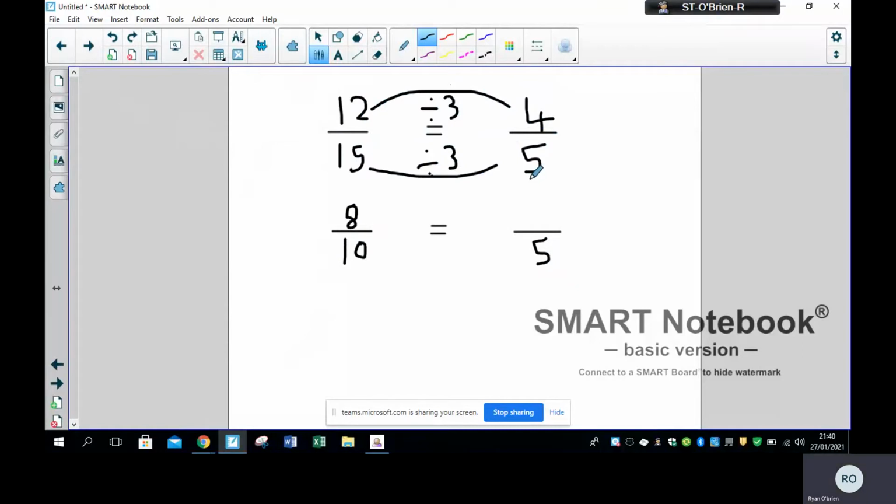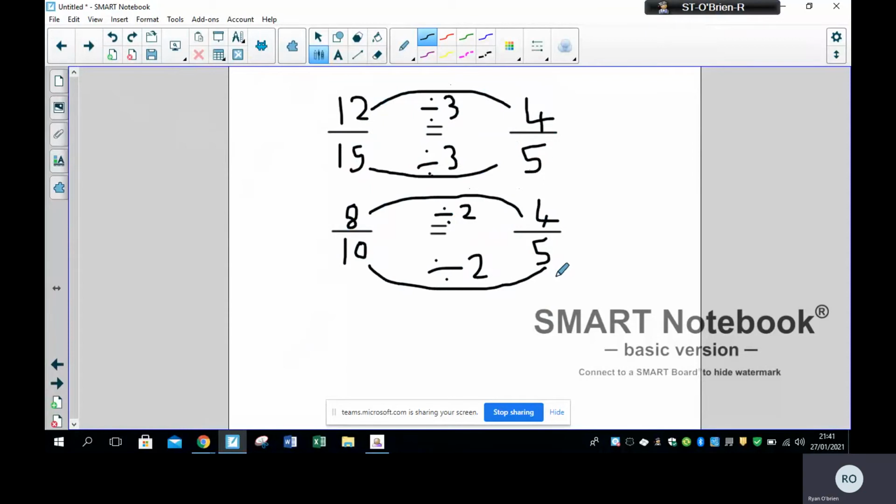Now, this next one's exactly the same. The only difference is I've been given the denominator. 10 divided by something equals 5, and 10 divided by 2 equals 5. So if I've divided the denominator by 2, I need to divide the numerator by 2. 8 divided by 2 is 4. 8/10 is the same as 4/5. And that's the only difference today.